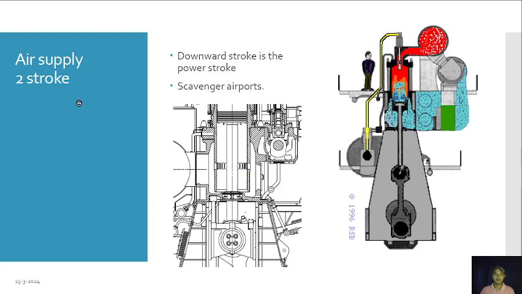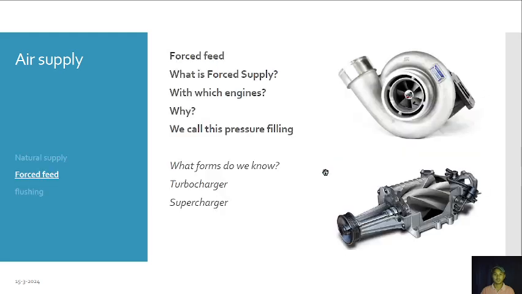Next, for air supply in 2-stroke: the downward stroke is the power stroke for a 2-stroke engine, and the scavenge ports, or air ports, are at the bottom of the liner. So it is not applicable to have a downward stroke air supply, because the downward stroke is the power stroke for 2-stroke engines.